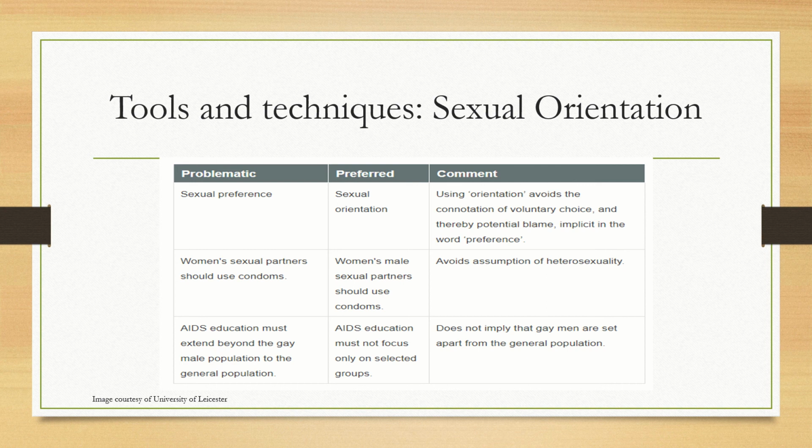Women's sexual partners should use condoms. Preferred: women's male sexual partners should use condoms. Yeah, that first sentence is implying and assuming that women just have sex with men. Again, we're not going to get into a sex ed lesson here, but that assumption could be very, very offensive to anybody that is maybe requesting literature on condoms or safe sex. So just specifying that should it be a male sexual partner, they should use condoms. Again, it avoids assumption of heterosexuality.